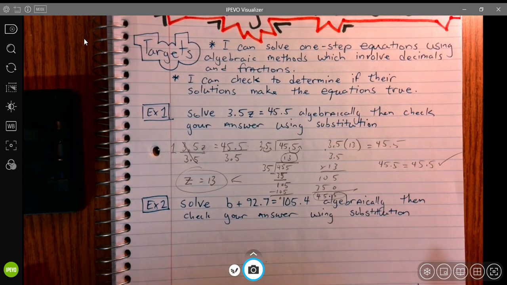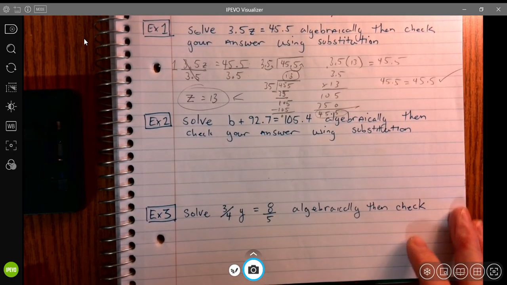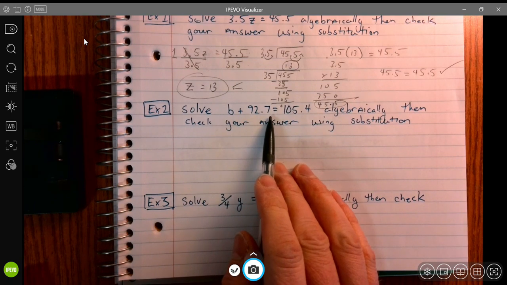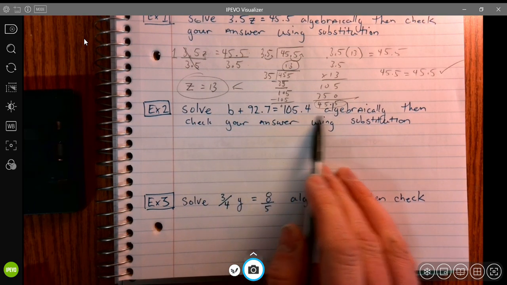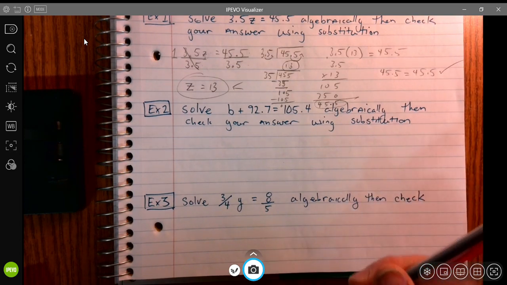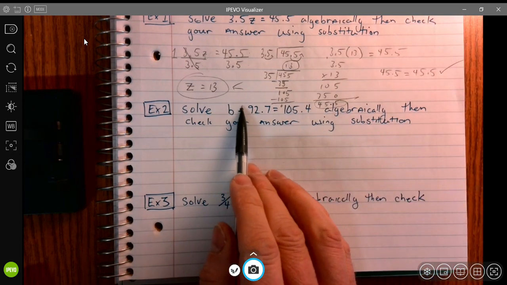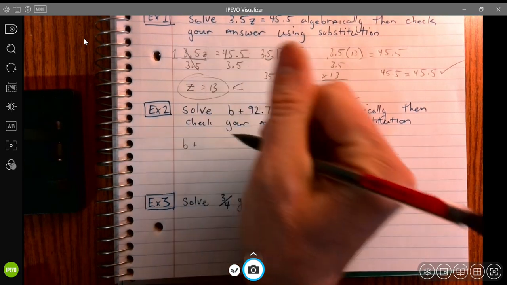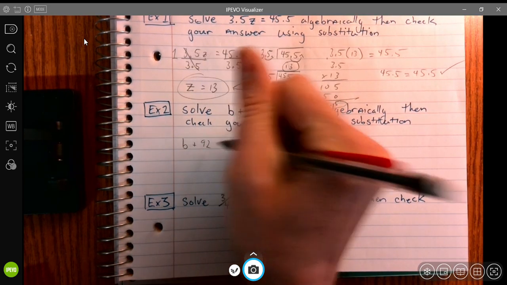Okay? Example number 2. Solve b plus 92.7 equals 105.4 algebraically. Then check your answer using substitution. Okay, so this one we have an addition problem. So again, I'm going to start by writing down the question.